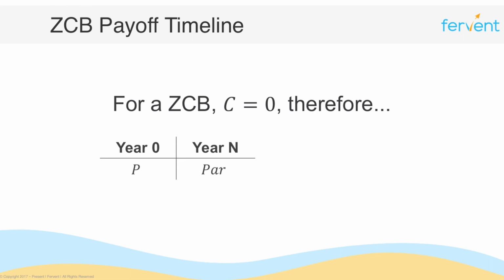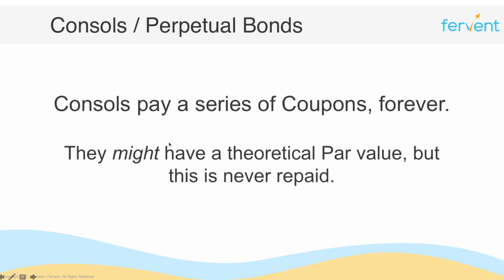So we've now looked at the kind of bond that pays the interest as well as the lump sum. That was the straight bond or the vanilla bond. And we've looked at the timeline for a bond that pays just the par and doesn't pay any coupons. Now let's consider a bond that only pays coupons. This is what we call a consol. So consols pay a series of coupons, but they do so forever. In other words, they pay coupons indefinitely.